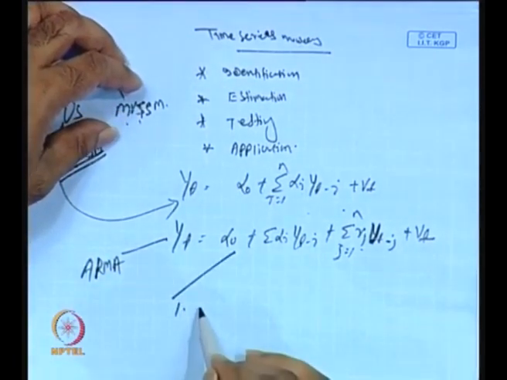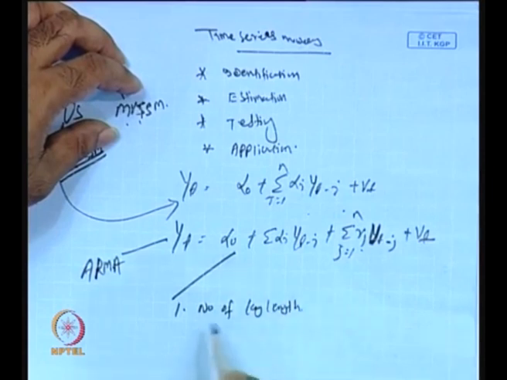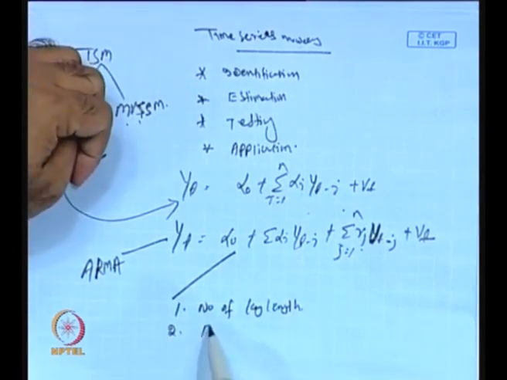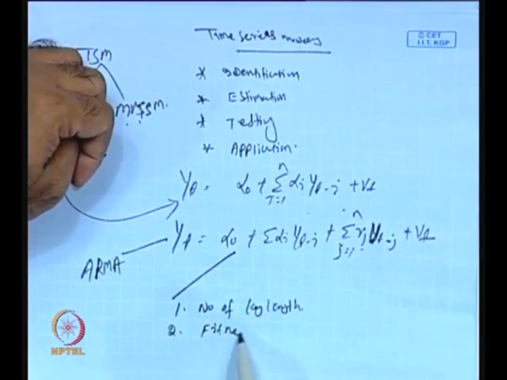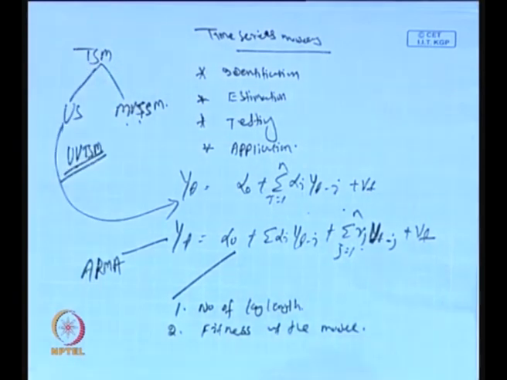First problem is the number of lag length. Second problem, the fitness of the models. So we need to highlight two things separately. What number of lag length we have to choose in these particular schemes, and fitness of the model means reliability of the models.